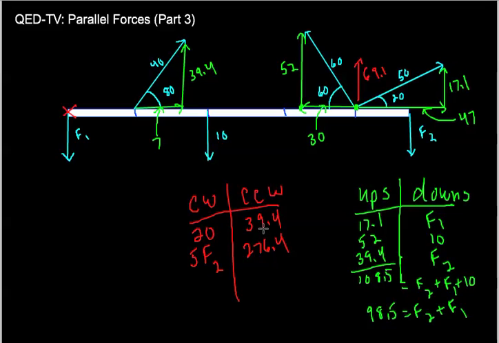So I can take 276.4 plus 39.4, and then I could subtract 20, and then I could divide that by 5. So I'm going to add these up, subtract the 20 from it, and then divide by the 5, and my F2 should equal 59.2. So that's going to be my F2. Okay, so that's the first part of the question.